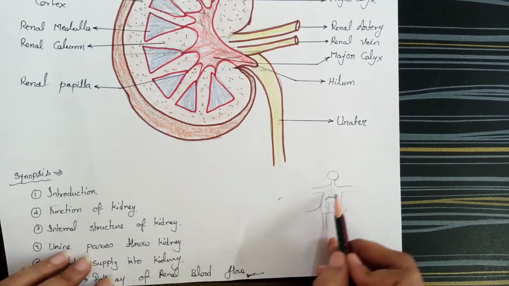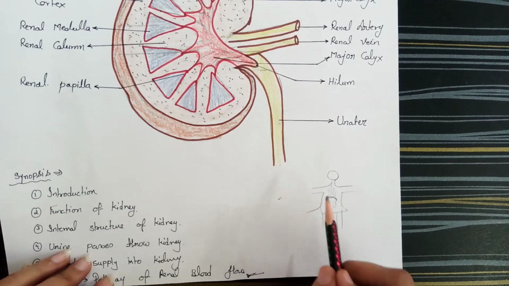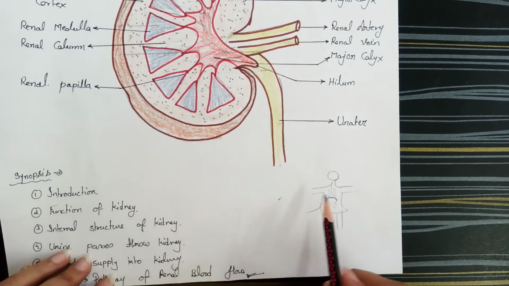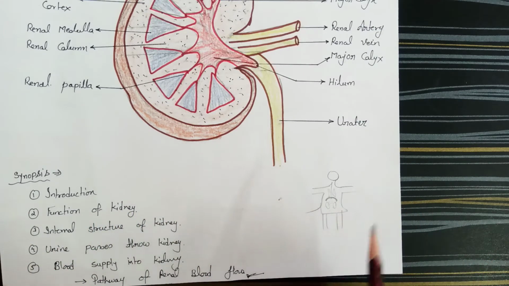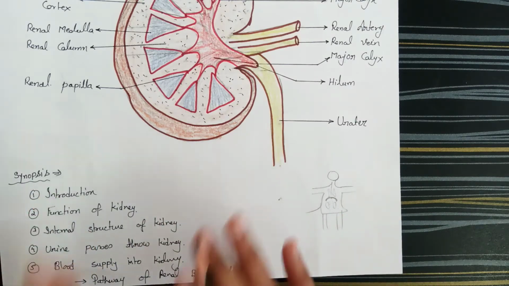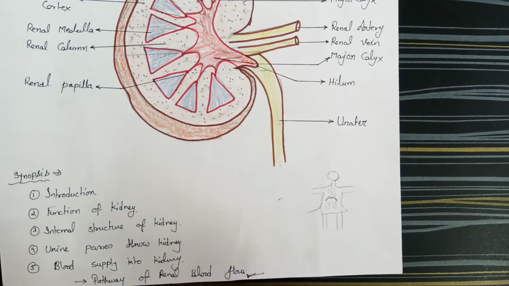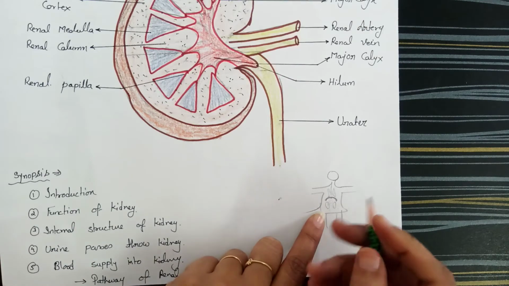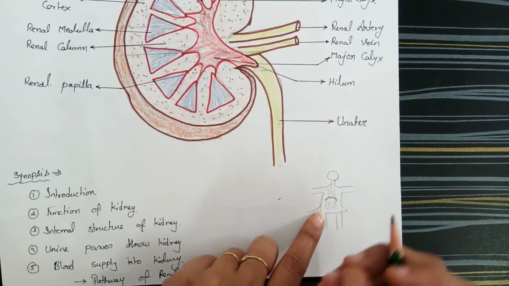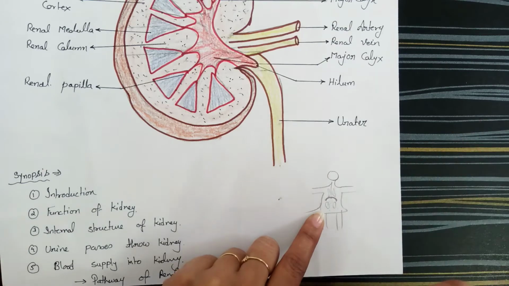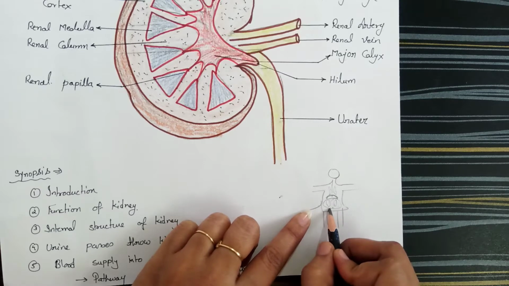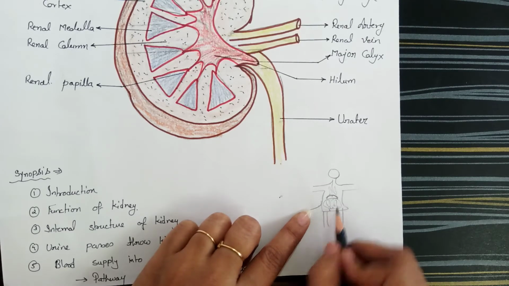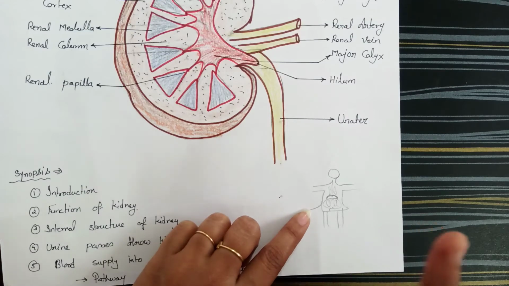It lies on the posterior abdominal wall, one on each side of the vertebral column below the diaphragm. There are two kidneys in our body, left kidney and right kidney. The right kidney is on the right side of the body, the left kidney on the left side. The right kidney is posterior to the liver, and the left kidney is posterior to the spleen. The right kidney is slightly lower than the left kidney because of the space occupied by the liver. This space where the kidney is present is called the retroperitoneal space. Okay, what is retroperitoneal space?